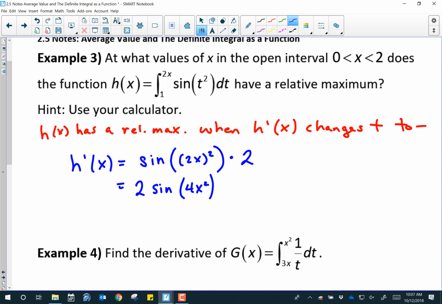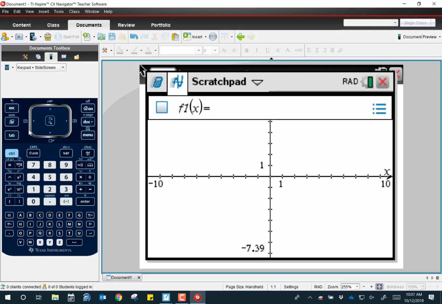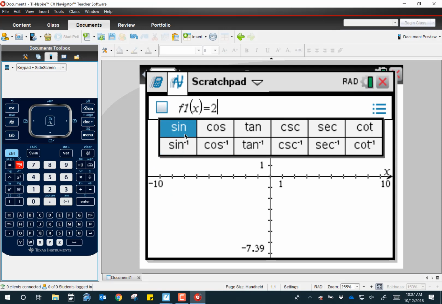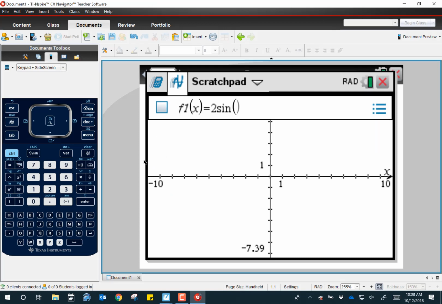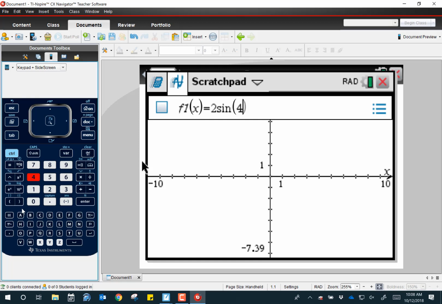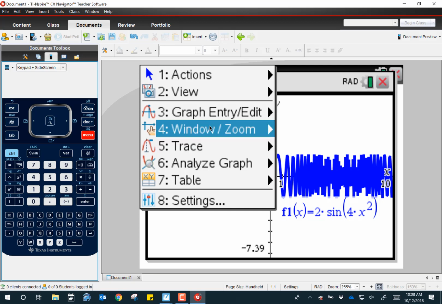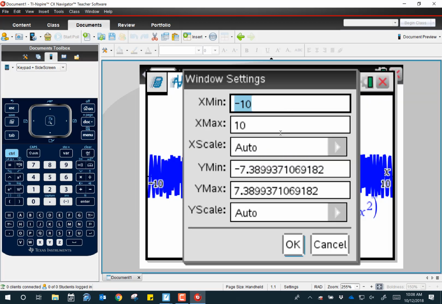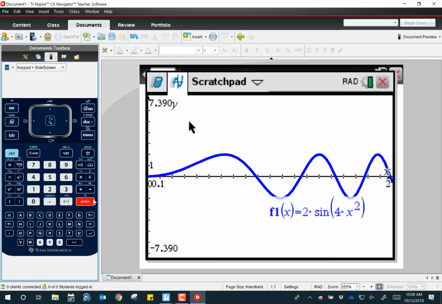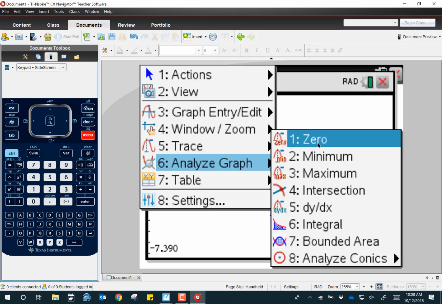This question is asking for when h prime changes from positive to negative. This is where we would use a calculator, so let's plug 2 sine of 4x squared into the calculator. You want to zoom in first. I never use zoom, I change my window settings, from 0 to 2. That's much better. Now I want to find where this graph crosses from positive to negative, so we're going to analyze the graph and find zeros.